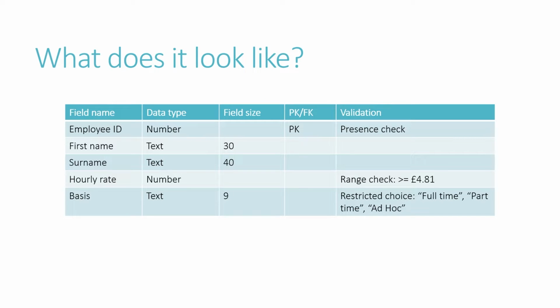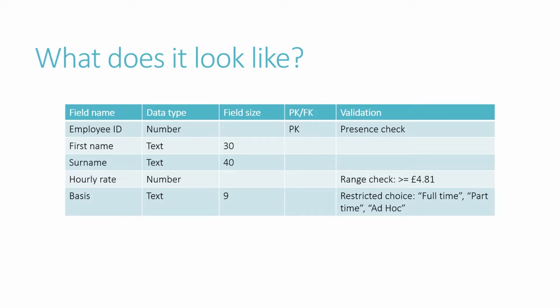Anyway, moving on, primary or foreign key. Well, you can see here employee ID will be the primary key. And finally, we would show the validation that will be applied to each of these fields. You can see that employee ID is the only one that we've said is required. So that has a presence check. But for hourly rate, we're using a range check. It must be greater than or equal to 4.81. And in this case, it's got a pound sign, but it would just be a number field. So you wouldn't include the pound sign when entering the data. And for basis, we have restricted choice. We've got full-time, part-time, and ad hoc.